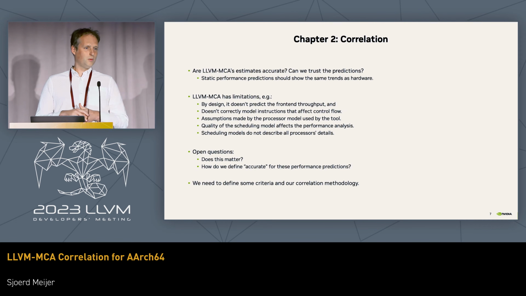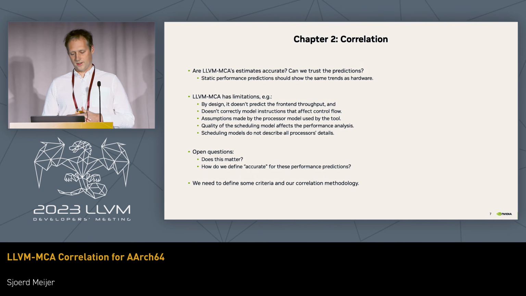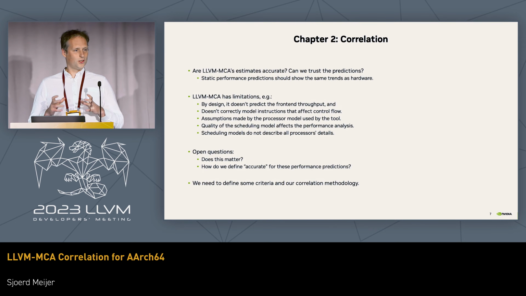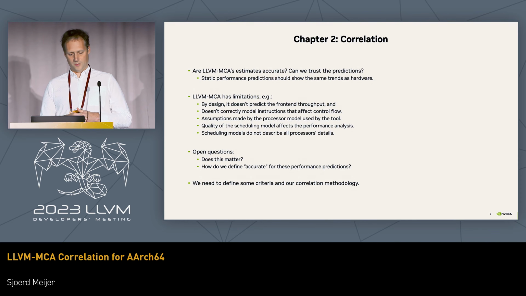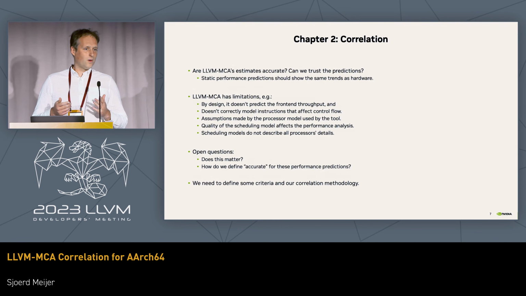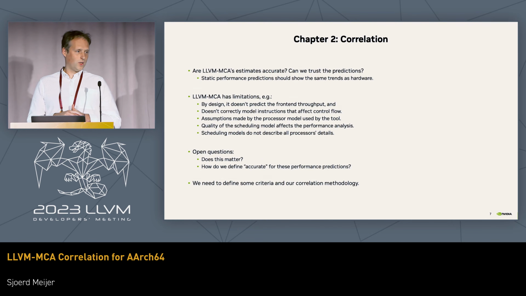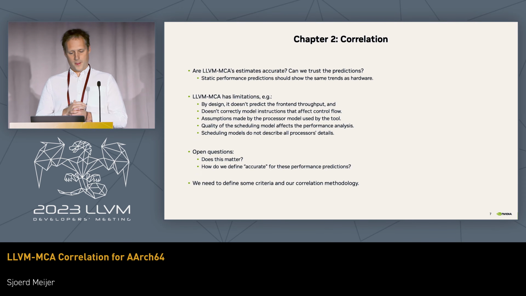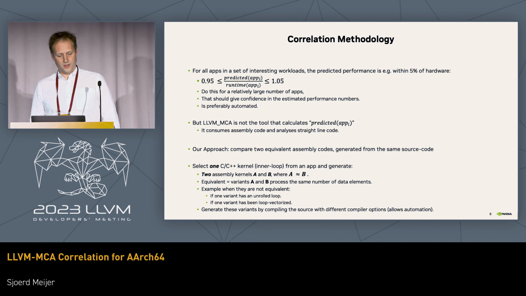The quality of the sailing models that it is using affects the performance analysis. So there's quite some restrictions and limitations. The question is, does this matter for our performance work? That's what we want to investigate. So what we want is some criteria for these predictions, and that's going to be our correlation methodology.